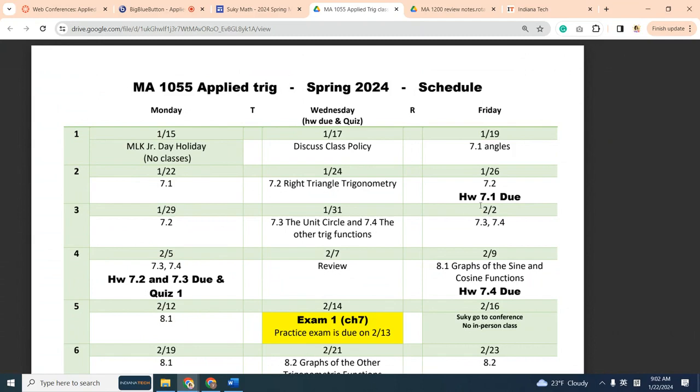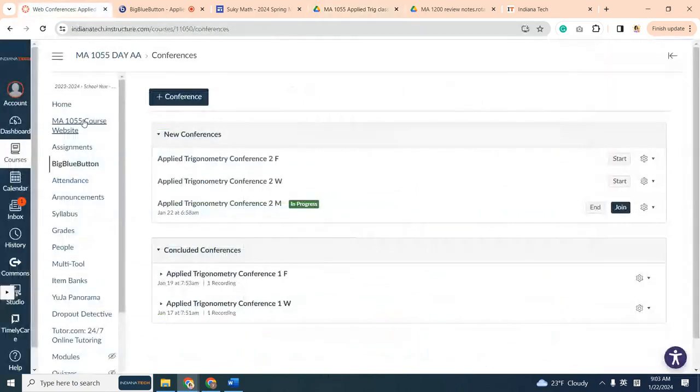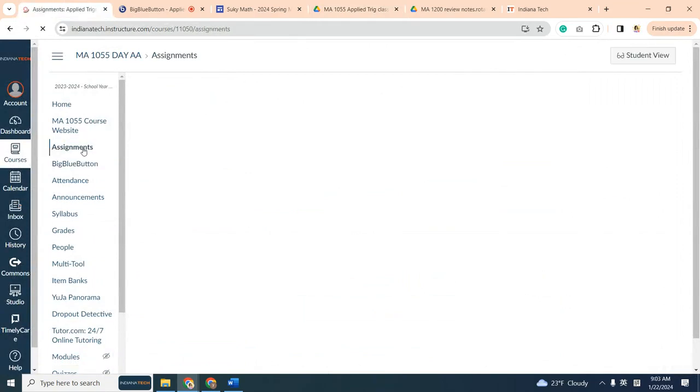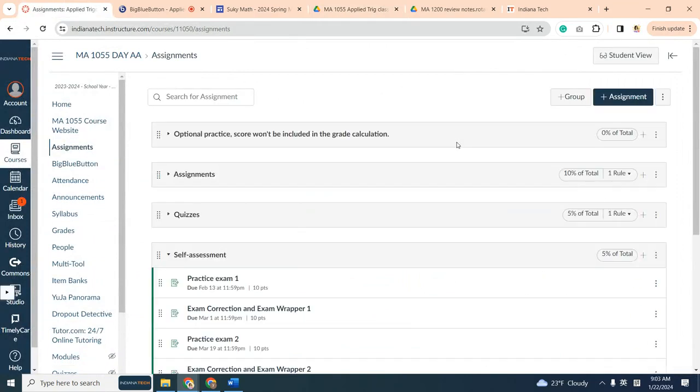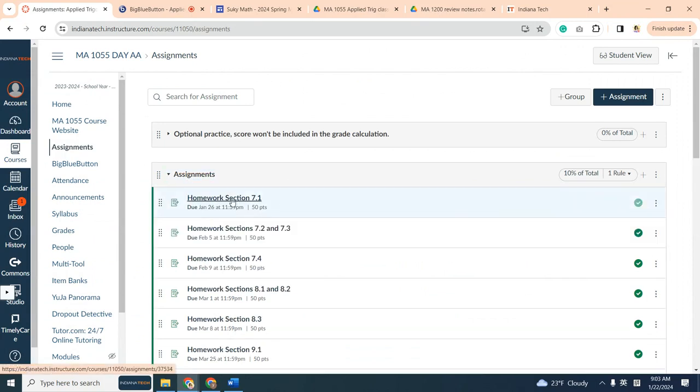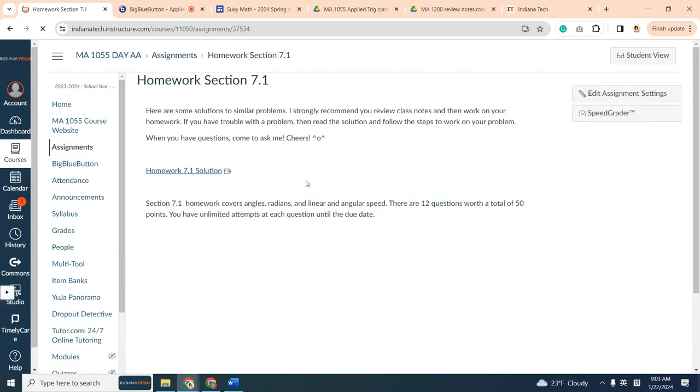Okay, so our first homework is due this Friday, right? And it's going to be about section 7.1. So hopefully after today's class, you can start working on your homework. And remember, for the homework we use MyOpenMath. When you click Canvas, and then you click Assignment, then you can click Show by Type. The first homework is about section 7.1.